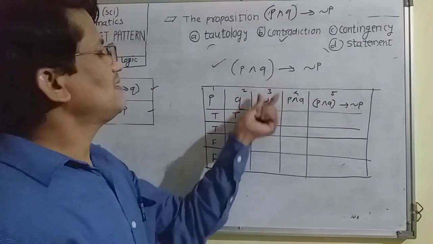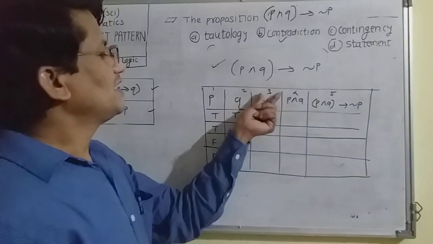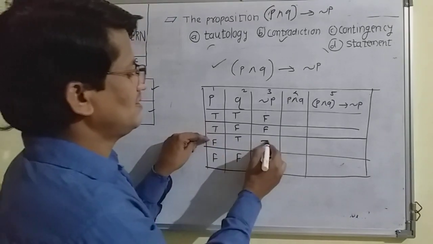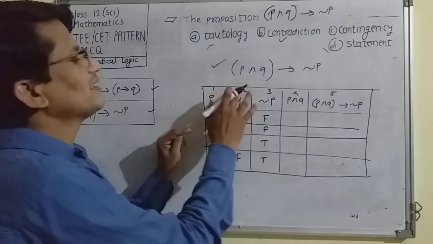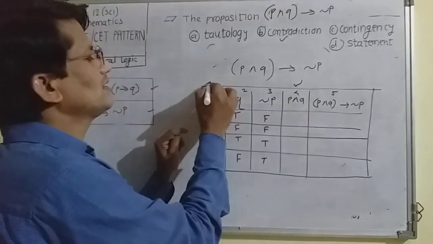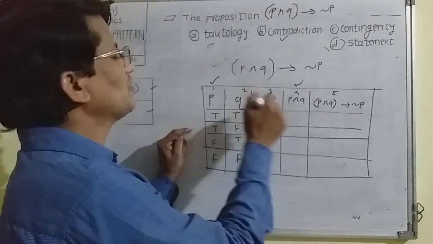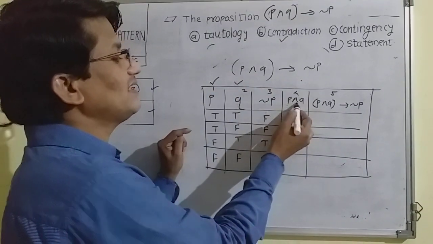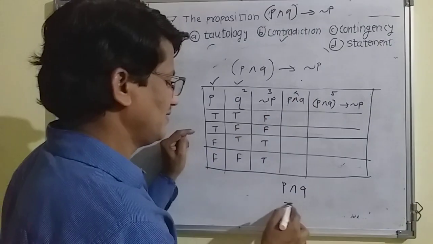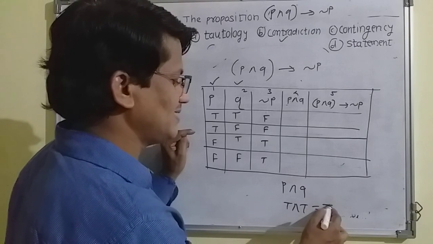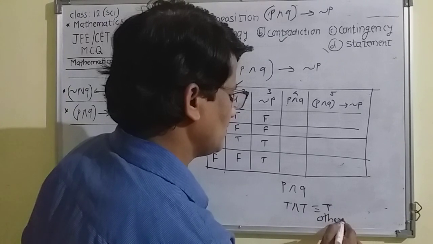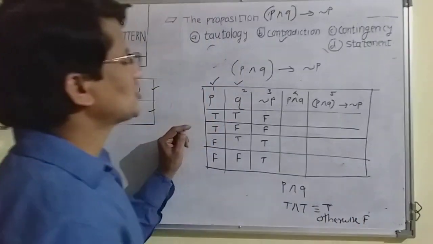Now column number 3, negation of P. Double T becomes double F, and double F becomes double T. Now column number 4. What is column number 4? P, make a tick here, Q, make a tick here, and they are connected with and. What is the rule for this and? T and T result is T, otherwise F.